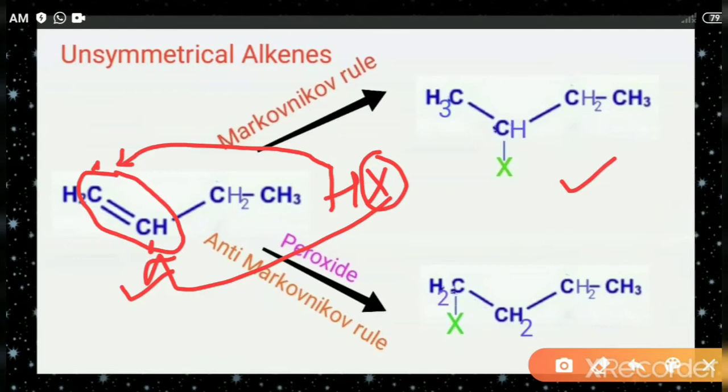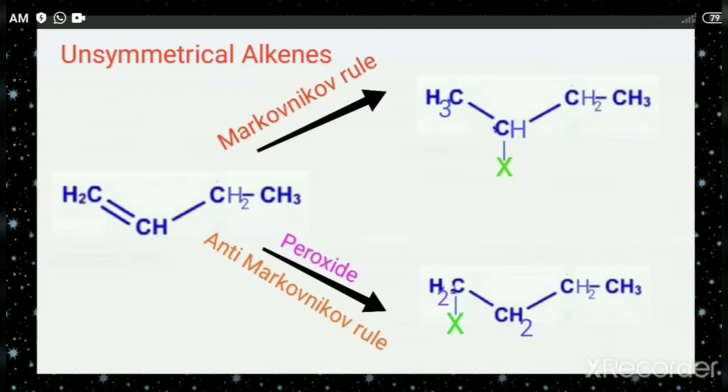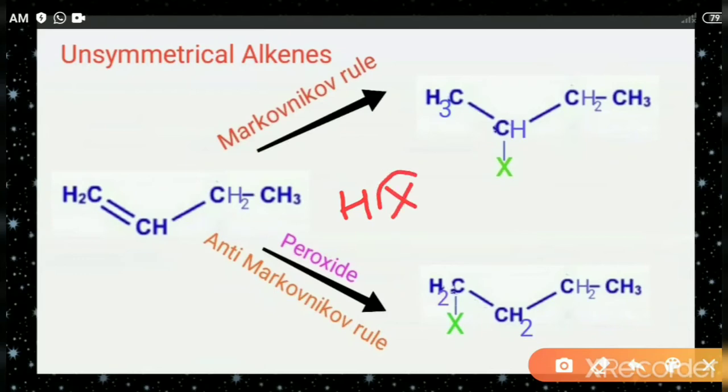But if the reaction is taking place with HX in the presence of peroxide, at that time we need to use the anti-Markovnikov rule. According to the anti-Markovnikov rule, when the HX is added, the negative part gets added to the carbon atom which is having more number of hydrogen atoms.